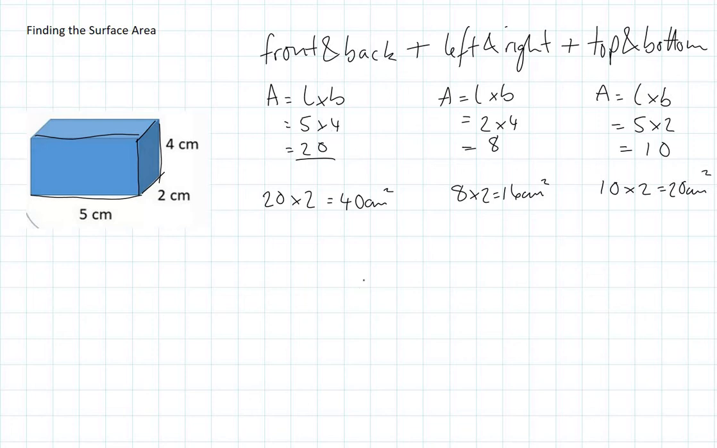You should have every number twice, okay? So altogether I've got a 5 and a 5, a 2 and a 2, and a 4 and a 4. Every number should turn up twice, okay? And now I just need to add these all together.